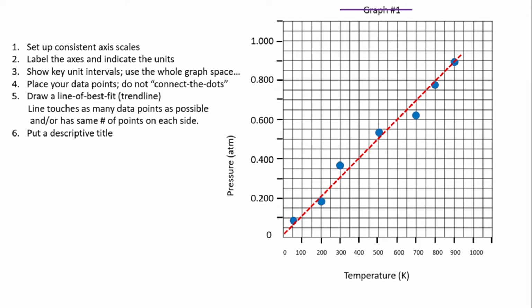Let's put a descriptive title, something that tells me what the experiment was about. So in this case, the experiment was, what is the dependence of the pressure on the temperature of a gas? That is descriptive. That lets the reader know what the experiment was about.